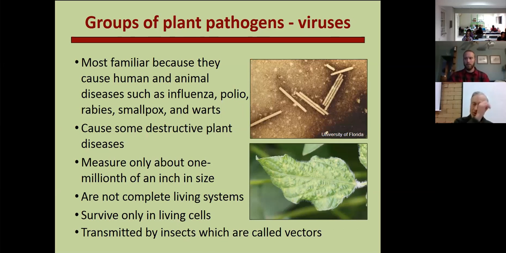Viruses are another important organism that causes disease. They cause disease in people and animals too, like the flu and polio and warts, rabies. And they also cause some very serious plant diseases. And viruses are even smaller than bacteria. You need an electron microscope to see a virus.